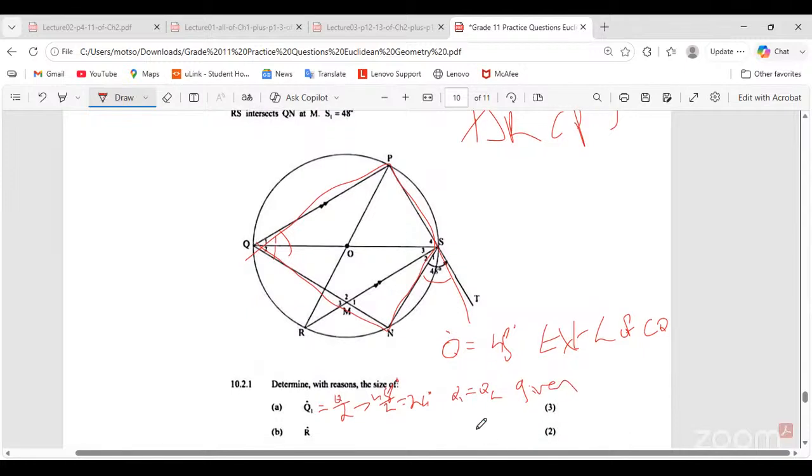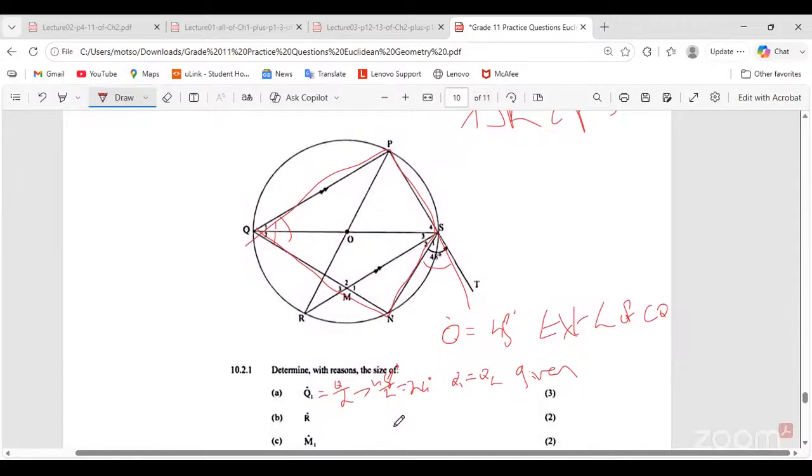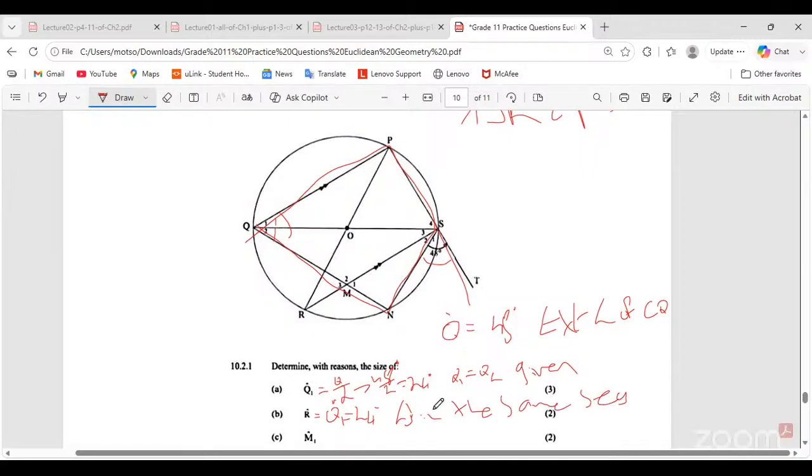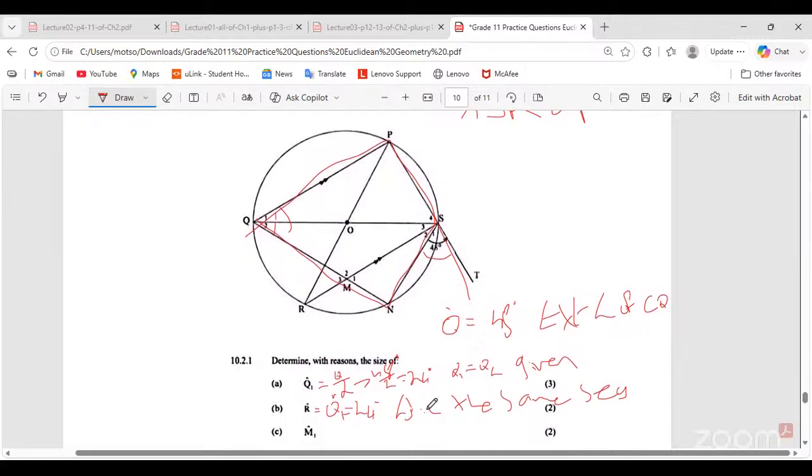Yes. Next question, we are required to find the size of R. R is equal to Q1. We have mentioned that, because these are the angles in the same segment, that is equal to 24 degrees, angles in the same segment, right? Fine.